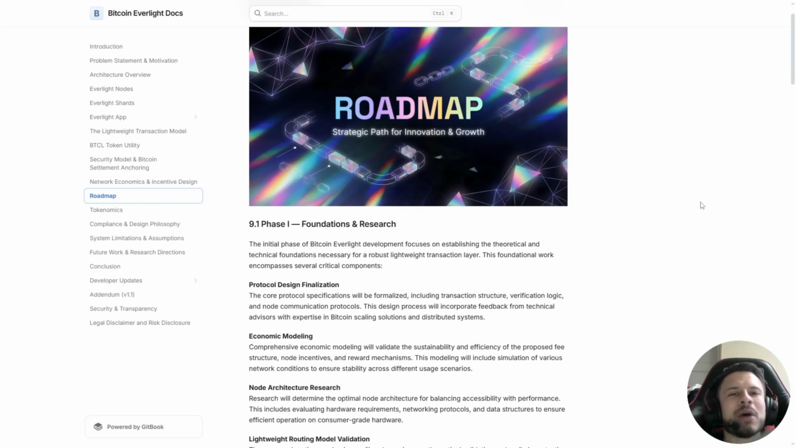Looking ahead, the roadmap outlines how the ecosystem will evolve. The network is planned to launch first on Ethereum, which makes sense because Ethereum still provides the largest liquidity environment and infrastructure support. From there, the ecosystem will expand as the validation network grows.